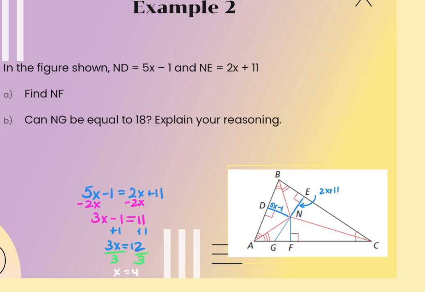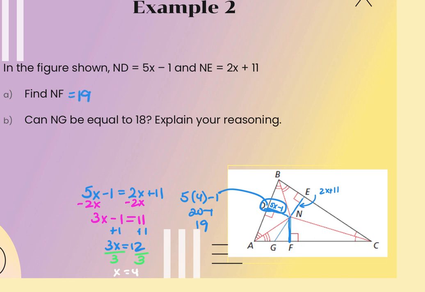So NF is the same length as those other two. I could take that 4 and plug it back into either of them. If I plug it back into 5 times x minus 1, I'd get 20 minus 1, which is 19. It would be the same if I plugged it into NE, and the same length for NF. So this one is 19.